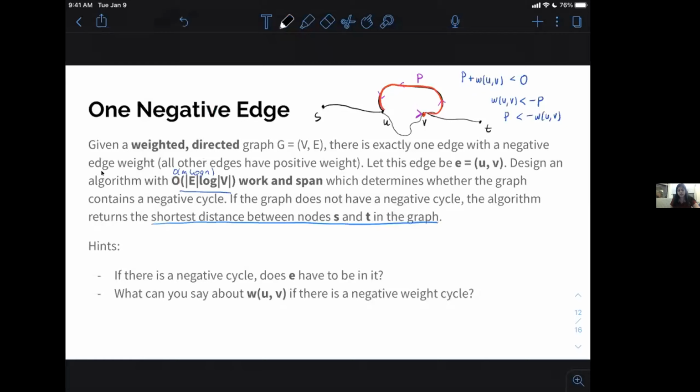Why can't you use Bellman-Ford? That'll break the work and span bound. Yeah. Okay, so let's say that we ran Dijkstra's from S. Then we have the distance from S to everything else, right? And then what must be true if the shortest path decreases when you add in this edge U to V?